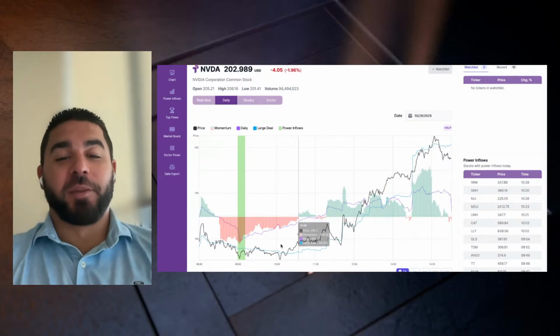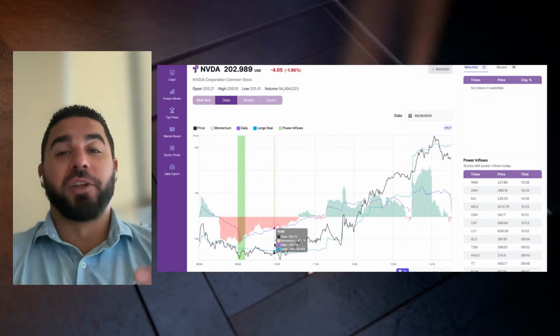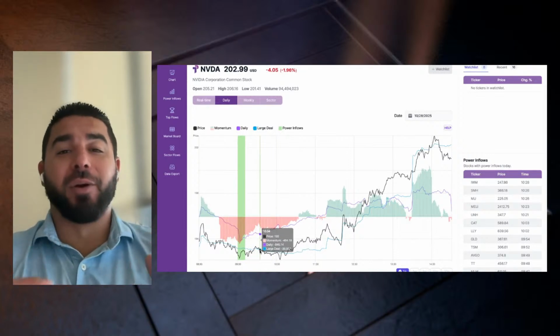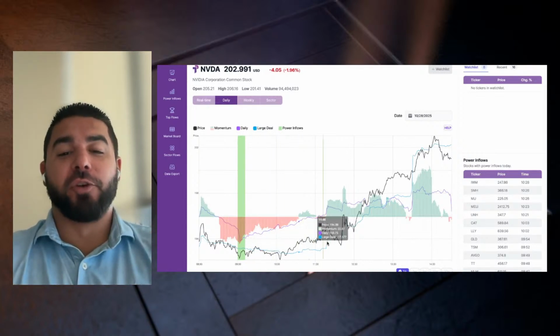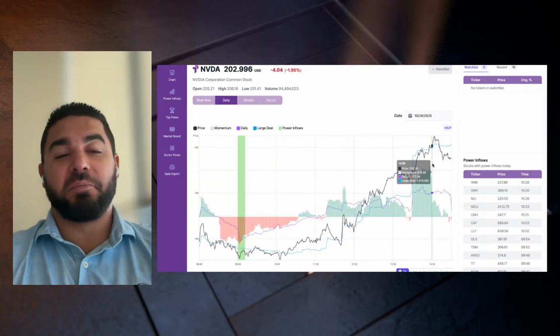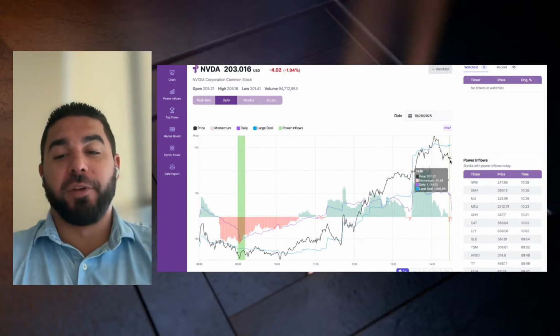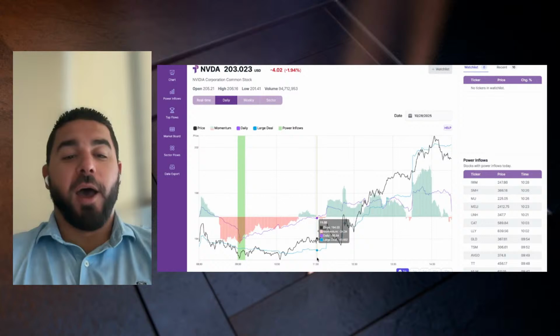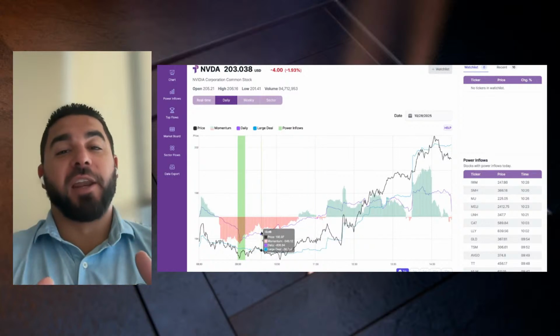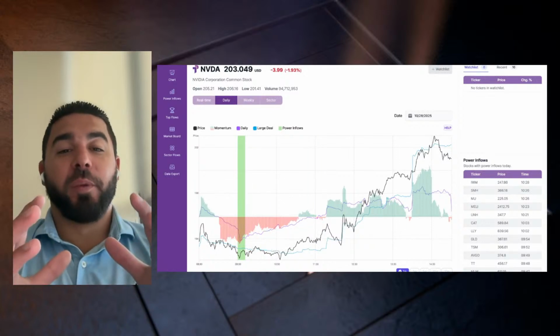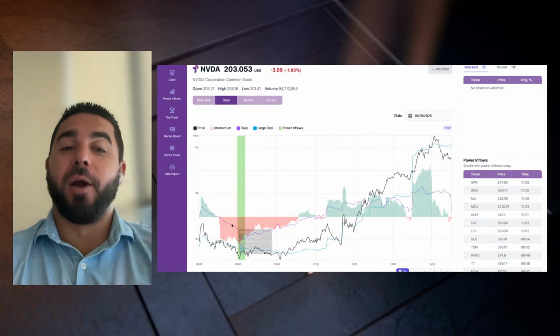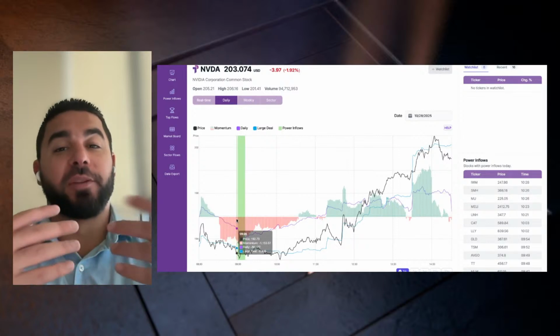And what do you notice about the price? Price really started to rise post signal. It was stagnant for maybe the first hour or so after the signal, and you could really see what happened post signal. It really took off throughout the rest of the day and got to an intraday high of around 203, finished around 201. So really just illustrating the power of the order flow analytics, the power of our power inflow signal, and being able to time the market.